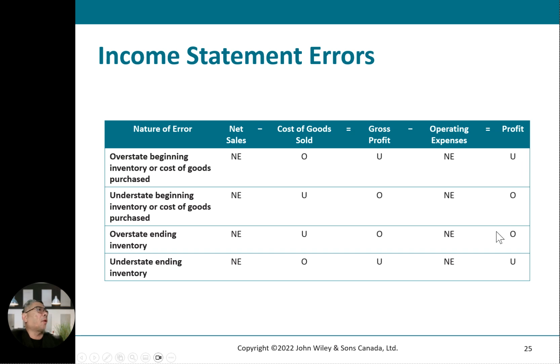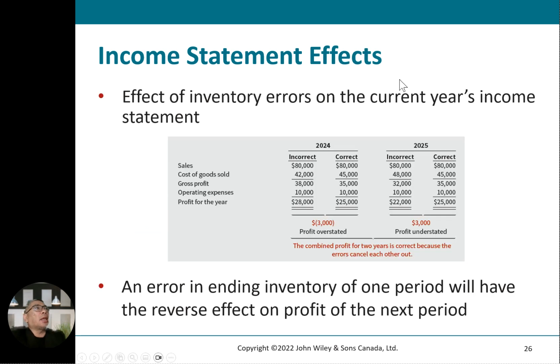Overstating this ending becomes understating. Reverse effect, okay? All right, let's look at the next slide. Income statement effects. How do you look at this example? Okay, 2024, we have the correct one here. This is the incorrect one.